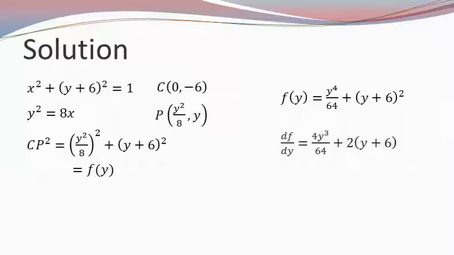So let us differentiate this. So we get this and we can simplify it and write it down like this. So the derivative should be equal to 0. So we equate this to 0, which means we have this equation now.